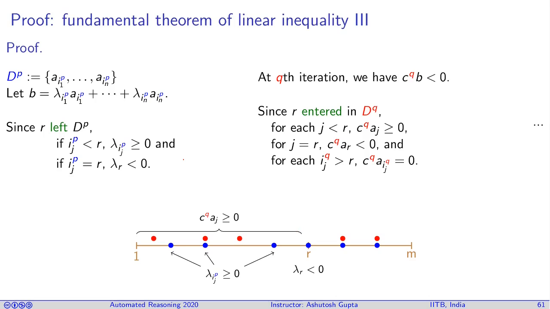Now we observe that in the case of the qth iteration, you have c_q · a_j greater than or equal to 0 for everything below the r. At this position, what will happen? You have less than 0. And for positions greater than r, you have 0. So see that the qth and pth iterations both will match at this point. They will be exactly the same set of vectors, and then c_q · a_j is equal to 0. Please remember this picture.